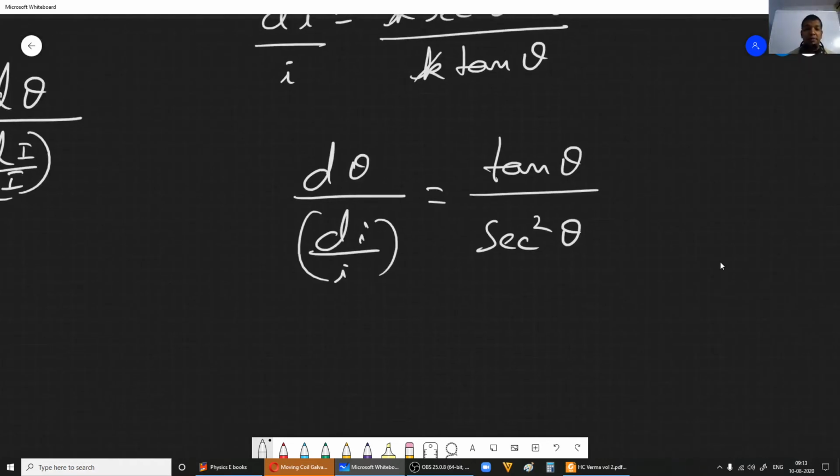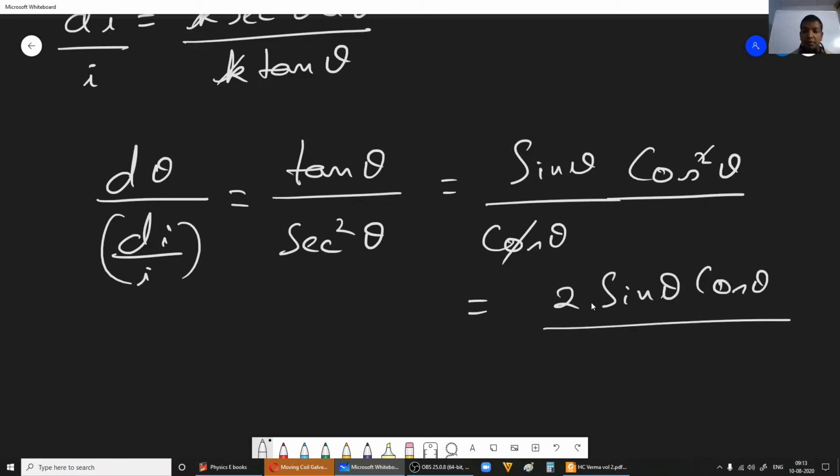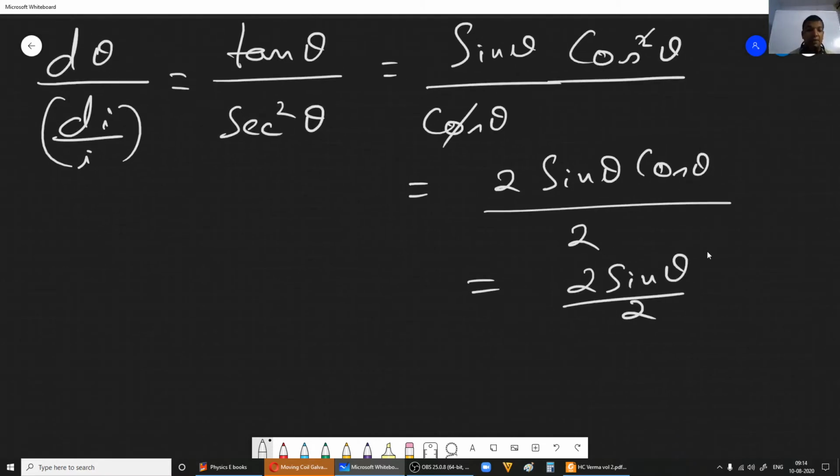Fine. So we'll get sin theta divided by cos theta. Now secant square theta is actually 1 by cos square theta. So we got sin theta cos theta. Let us multiply and divide by 2, so you get 2 sin theta cos theta divided by 2.